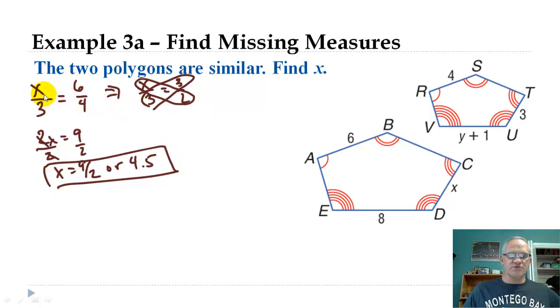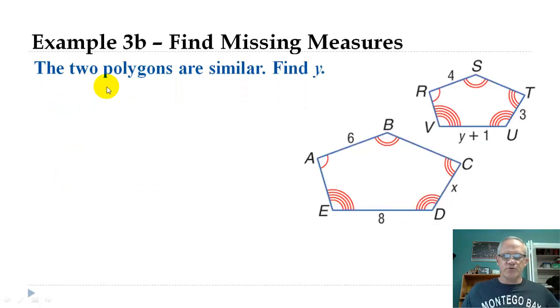You'd get the same thing if you solved it from here, but it would be 4x equals 18, and then 18 divided by 4, which is 9 halves, or 4.5. It's the same thing. So in this case it wasn't too bad, but sometimes it might make it easier if you simplify it first.